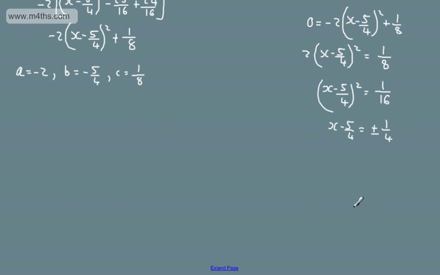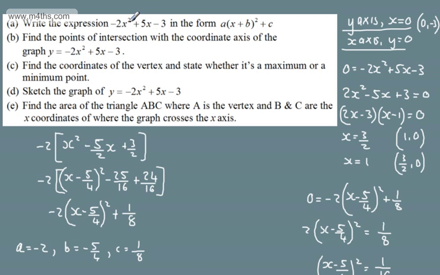Adding 5 over 4 to both sides, we can combine the denominators and we can say 5 plus or minus 1 all over 4 are the solutions to x. So if we do 5 plus 1, x will be equal to 6 over 4, which is 3 over 2. If we do 5 minus 1, that will be 4 over 4, x will be equal to 1. So we can see that the completed square form would help us. Alternatively, what we could have done is set this equal to 0, divided through by minus 2 and completed the square. So we've got lots of different choices. We now need to find the coordinates of the vertex and state whether it's a maximum or minimum point.